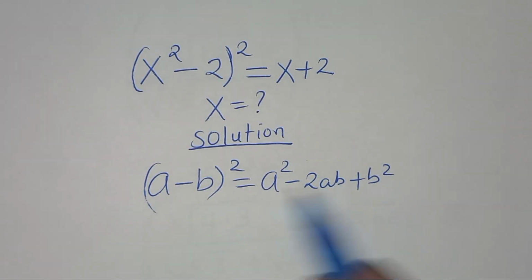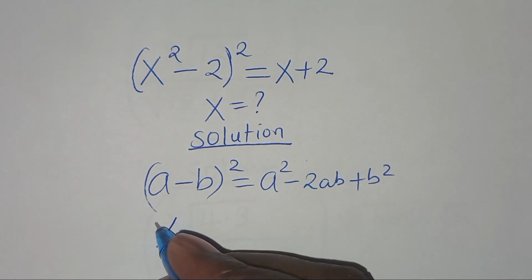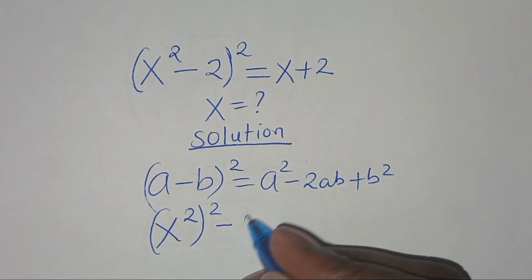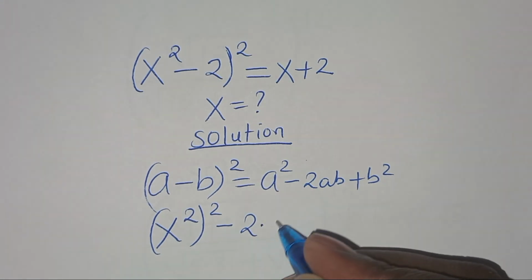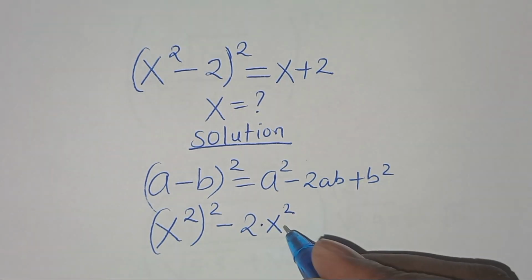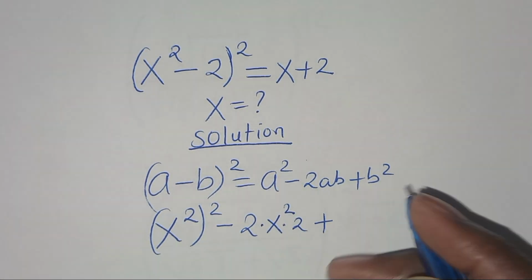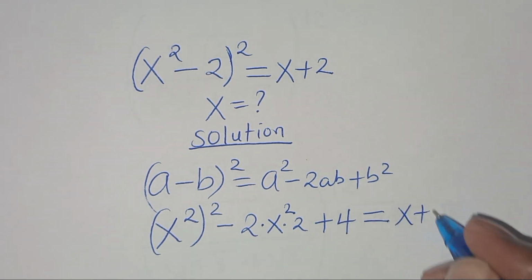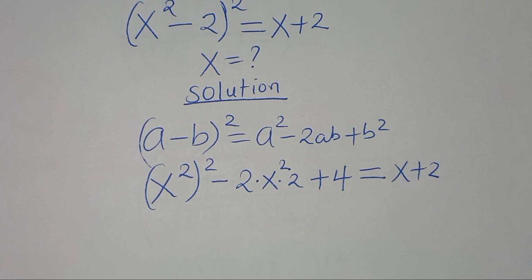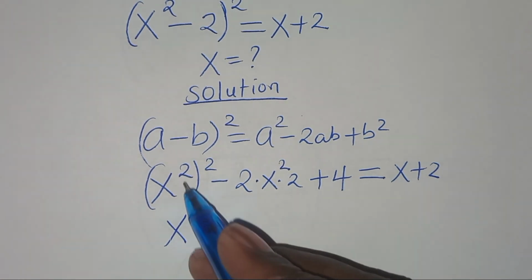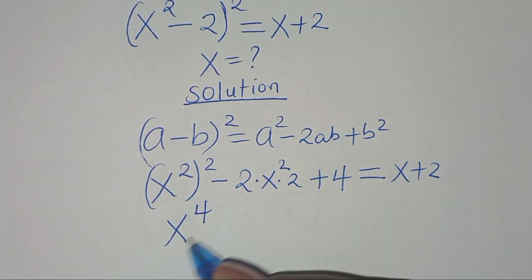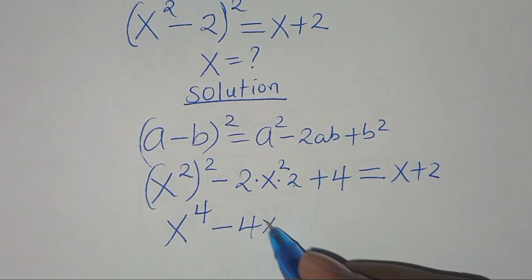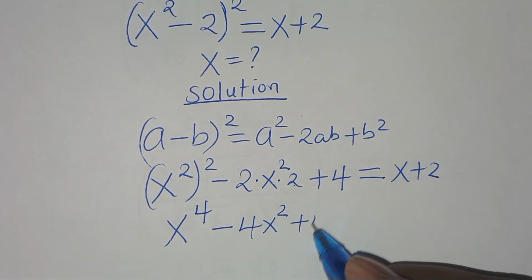Now, applying this algebraic identity, here we'll have (x^2)^2 subtract 2 times x^2 times 2, then plus 2 squared, which is equal to 4, and this is equal to x + 2. So here we have x to power 4, subtract 2 times 2, which is 4x^2, then plus 4.